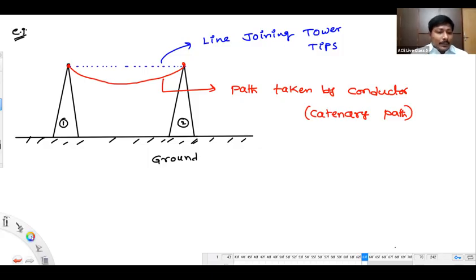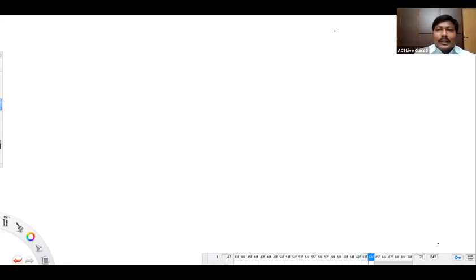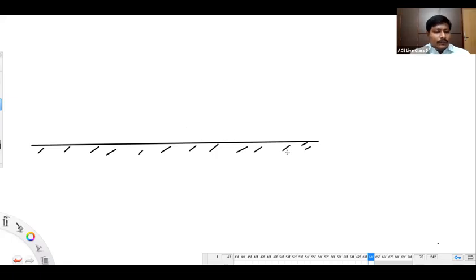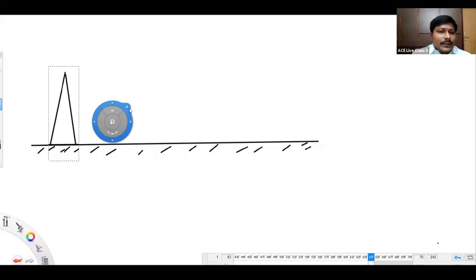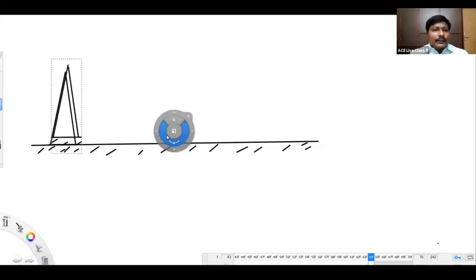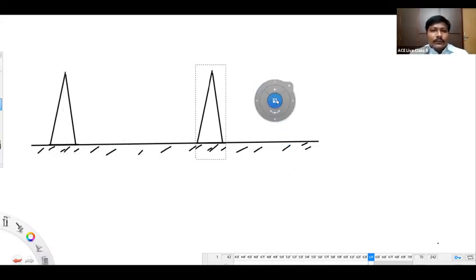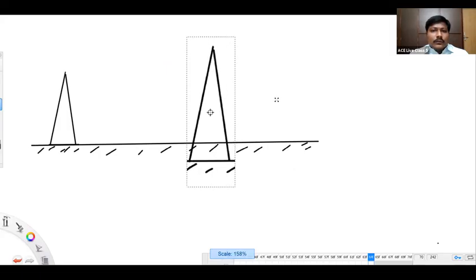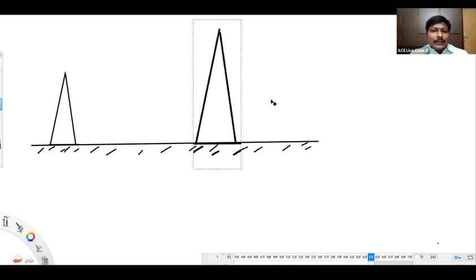Okay, next thing. For example, if you have unequal heights of towers, one of larger height, the other of lower height. Let us say, so it's a ground surface, you assume if you want. So this is the lower height tower, and I'm showing one more tower here, of larger height, something like this. One is of low height, the other is of larger height.